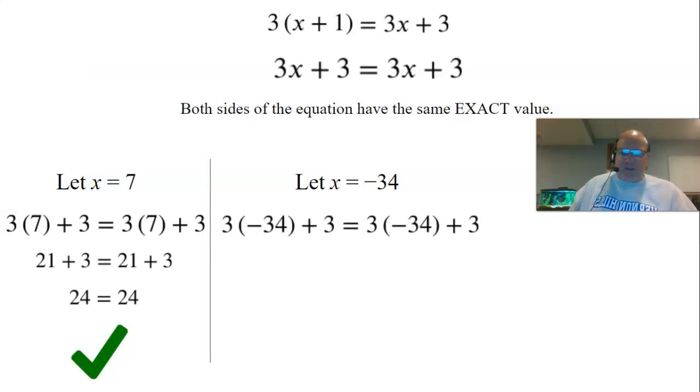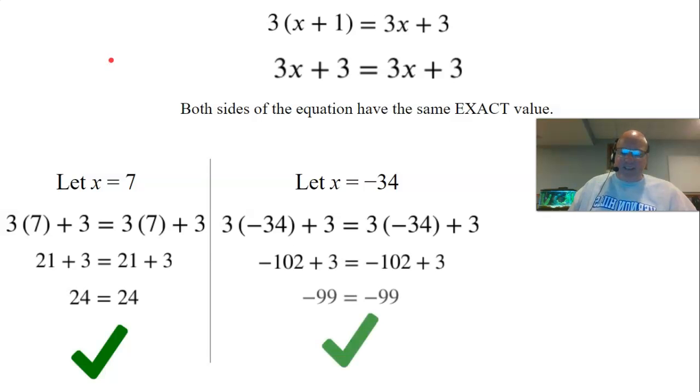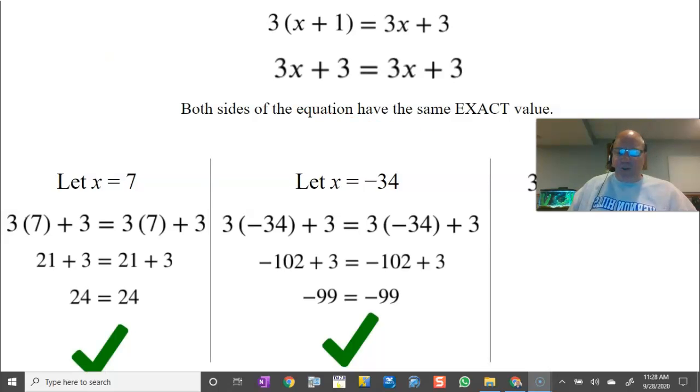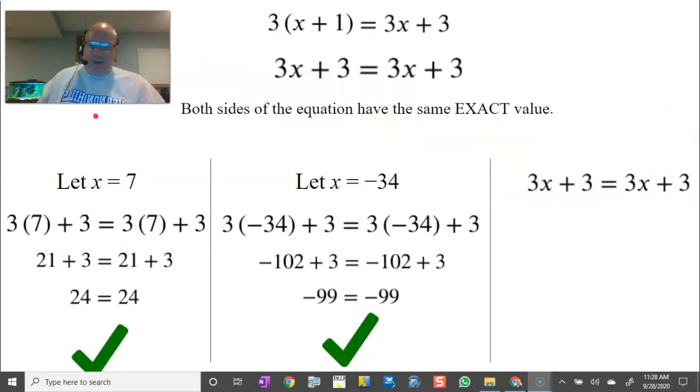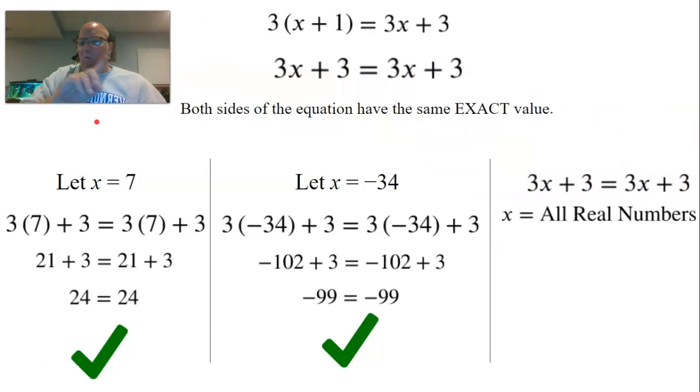So let's let x equal negative 34. Well, 3 times negative 34 plus 3, that's negative 99. So I get negative 99 equals negative 99. So what I can say for certain is that no matter what value of x I put into this equation, it's going to represent a true statement. And so I say x can be any number that I want. So we say x is all real numbers.